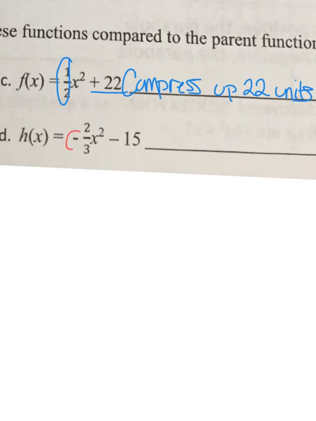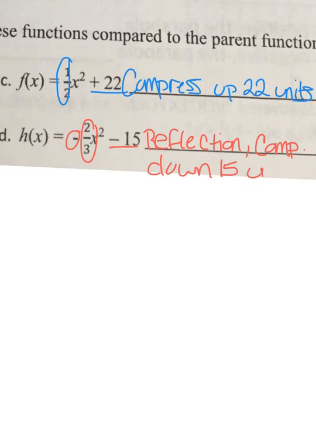Now this last one, we have a reflection. We have a 2/3, which, again, fat fractions, so fat means it's compressed. So comma, and put comp for compression. And then that -15 at the end, it shifted down 15 units.